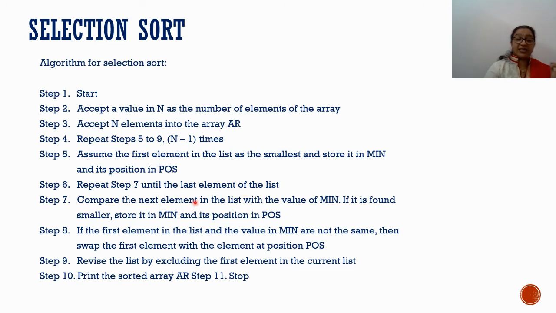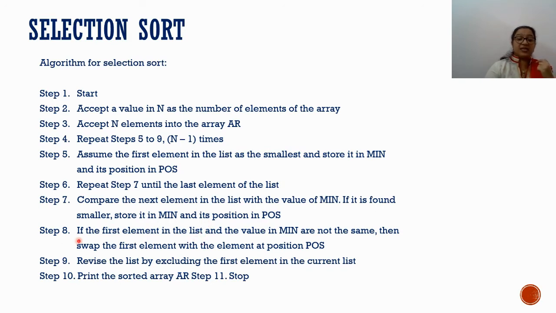So compare the next element in the list with the value of min. In min, the second element is there, and the third element, we want to compare it with the second element. And if it is found smaller, then store it in min and its position in POS. And with the fourth and with the fifth. So we are comparing all elements with that min value. If we got the smallest one in the third or fourth position, we want to override the min value and then the position in the POS value. So after this, we will get the smallest element again, the second smallest one. So we want to check it.